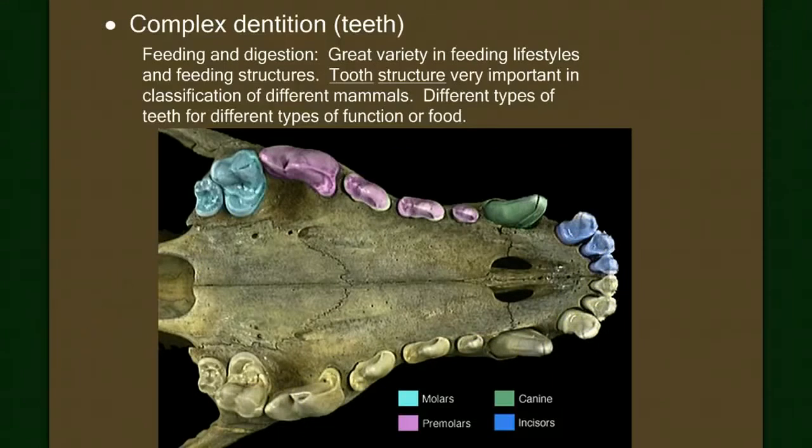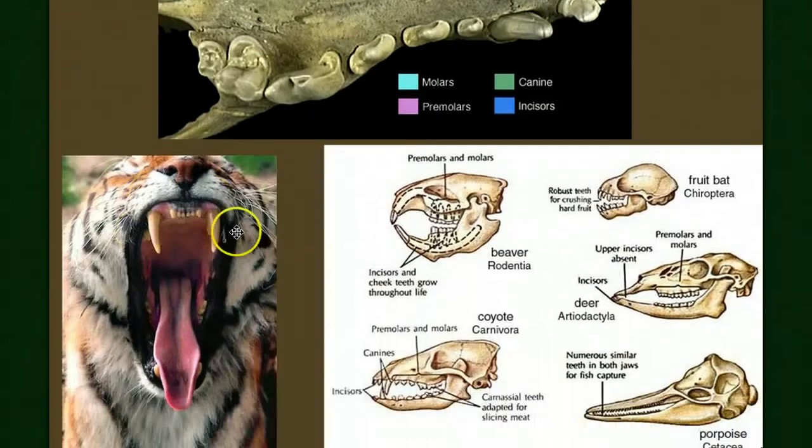But if you look at the teeth of a carnivore, you're going to see a lot more of the incisors and canines and less surface for the grinding teeth that you'd find.